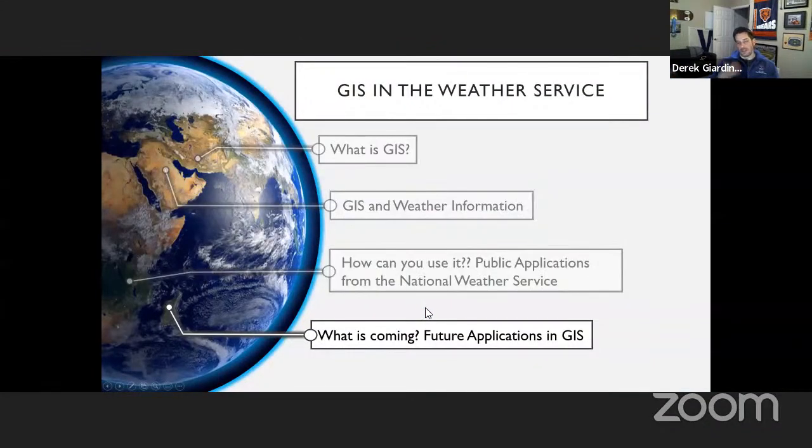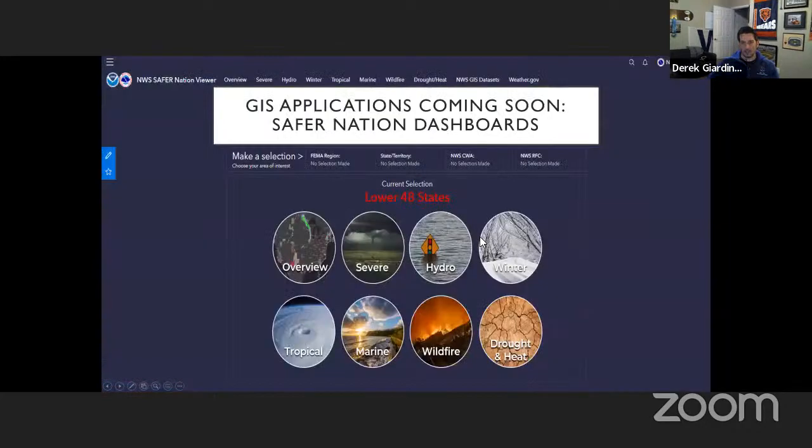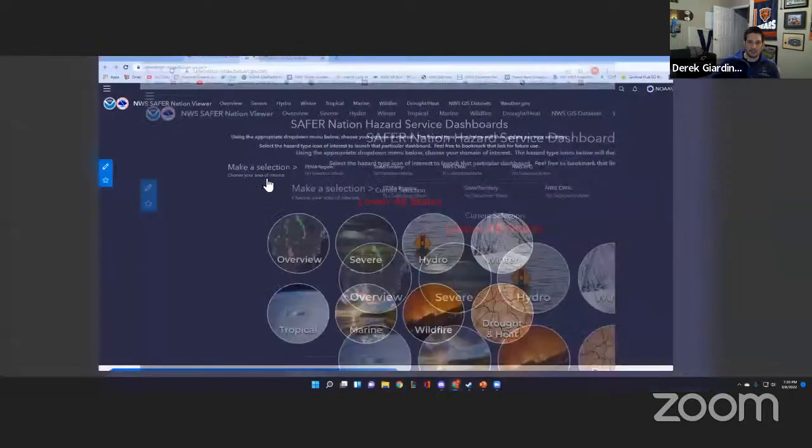So I also wanted to kind of take you through what's coming in the future. There's some really, really cool stuff that's right on the cusp of coming out. Wish I could give you the websites to them, but they're on the brink. And one of them is the Safer Nation dashboards. Imagine having one of these dashboards, but depending on what kind of extreme weather event you have, you can click on it and get it custom made exactly for it. The Safer Nation is an example.